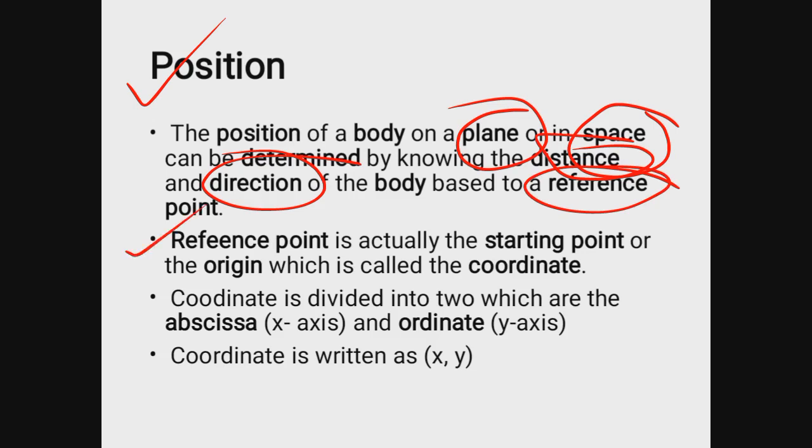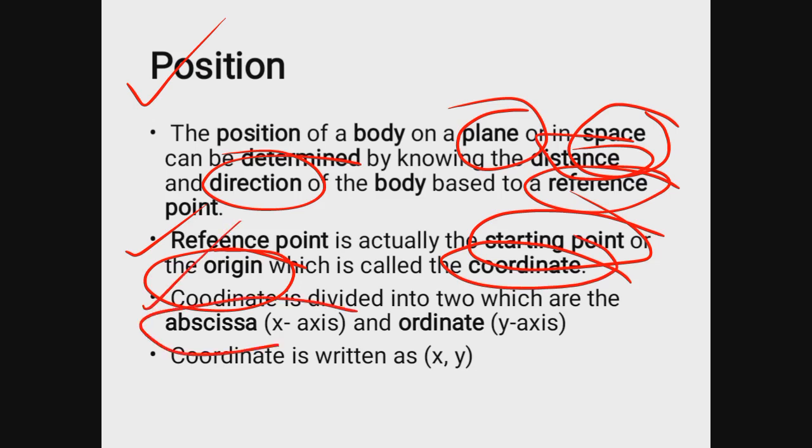A reference point is simply the starting point or the origin where the observer is trying to locate a position. And this is commonly known as coordinate in science. Coordinate is simply divided into abscissa, which is known as the x-axis, and the ordinate, which is known as the y-axis. And coordinate is written as (x, y). That implies that in writing our coordinate on Cartesian plane, we pick the x-axis before we pick the y-axis.